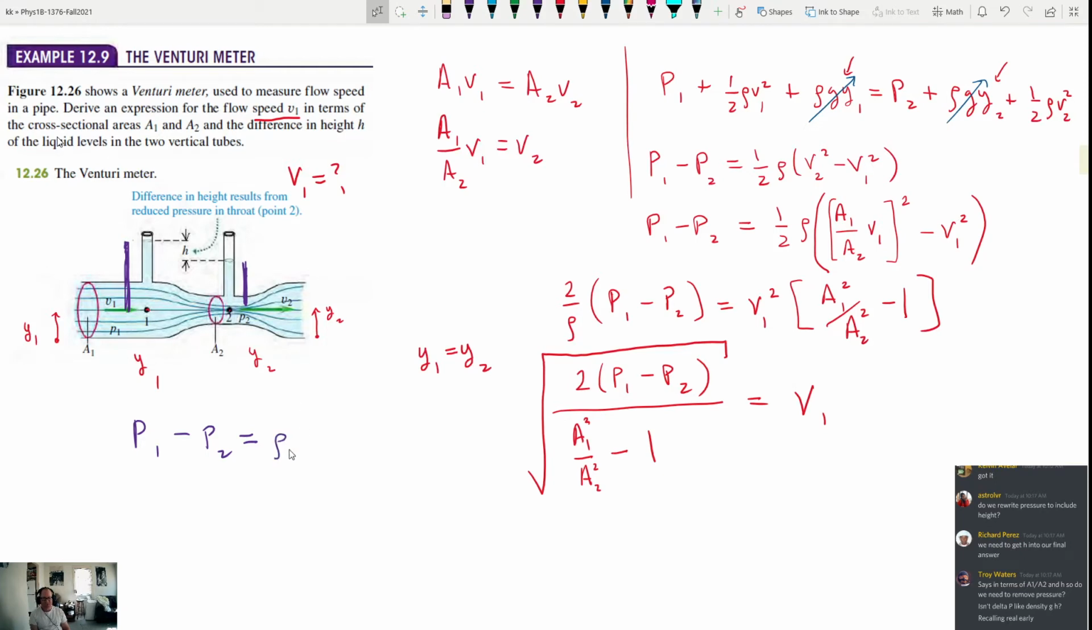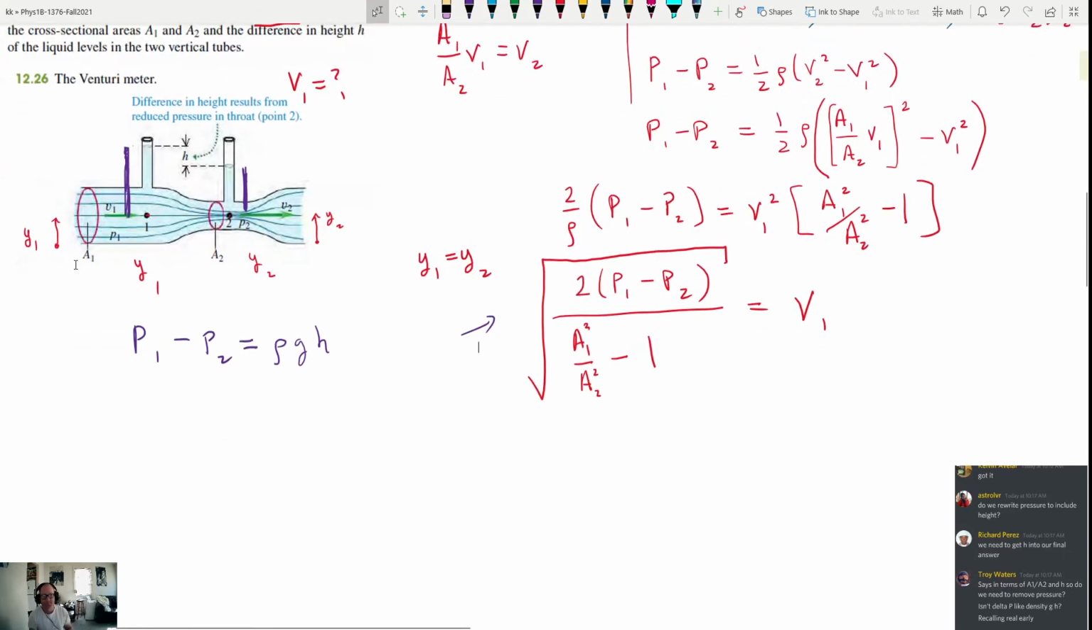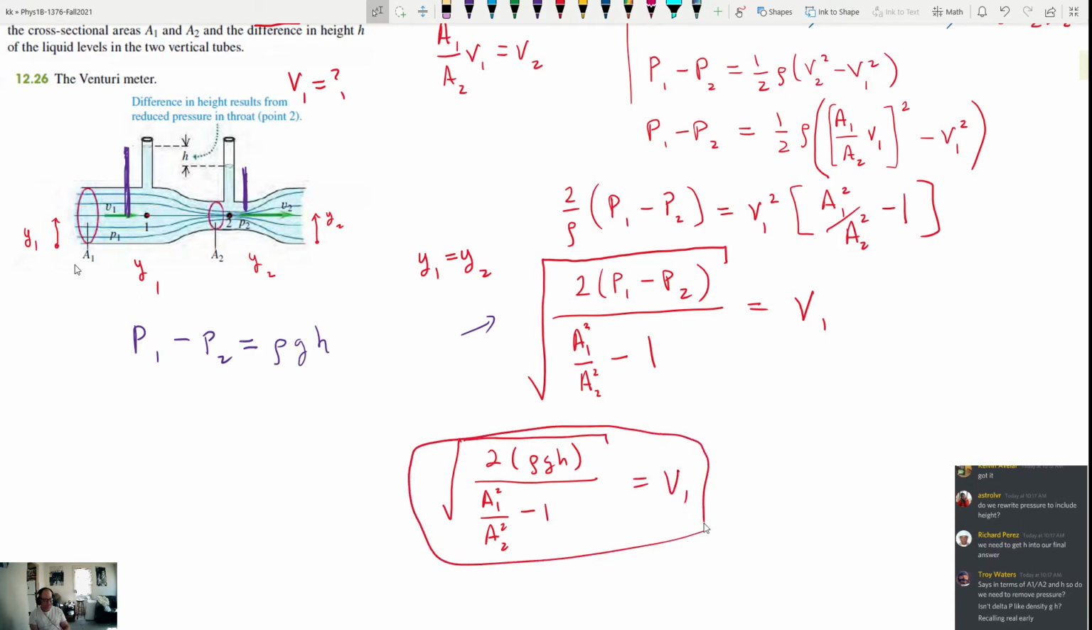So the difference here, which comes from the variation of pressure with depth, is going to be that the pressure difference is just rho g h, which we can put into our problem right here at the top. If we do that, we get the square root of 2 rho g h divided by (A1 over A2) squared minus 1, square root, equals v1, and there we go.